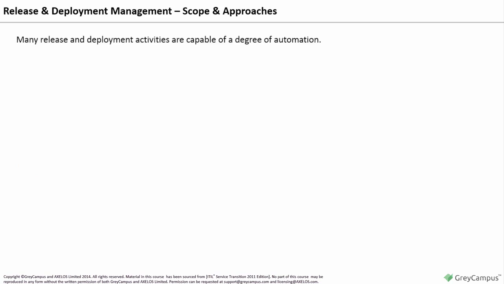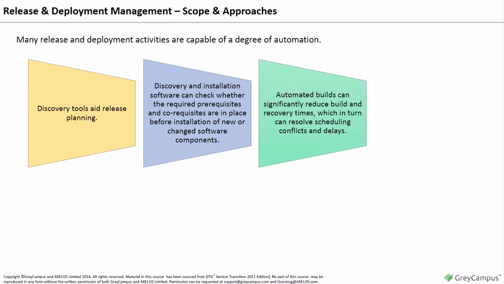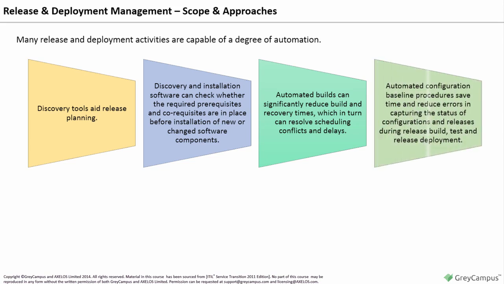Release and deployment management, scope and approaches. Many release and deployment activities are capable of a degree of automation. For example, discovery tools aid release planning. Discovery and installation software can check whether the required prerequisites and co-requisites are in place before installation of new or changed software components. Automated builds can significantly reduce build and recovery times, which in turn can resolve scheduling conflict and delays. Automated configuration baseline procedures save time and reduce errors in capturing the status of configurations and releases during release build, test, and release deployment.